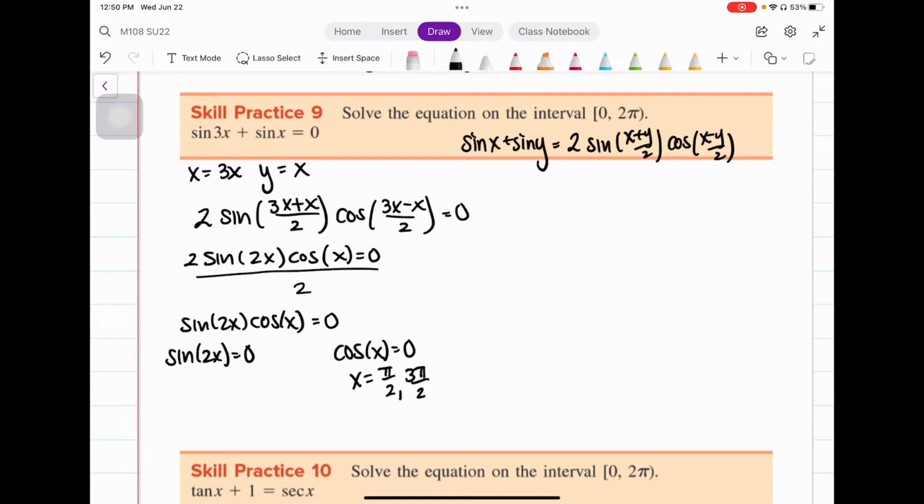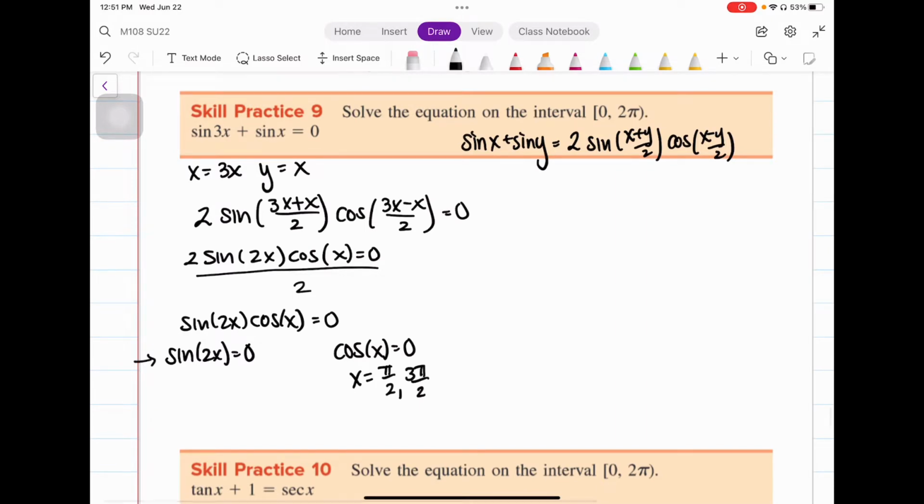So for sine 2x, I want to find the general solution and verify that I'm getting all of the values. Because right now, if I considered sine 2x, and I thought about, well, when's sine 0? Sine is 0 at 0 and pi. This means that 2x equals 0 and 2x equals pi, or x equals 0 and pi over 2, and I would think, okay, I'm finished. But that's not the case. Let's use the general solution.